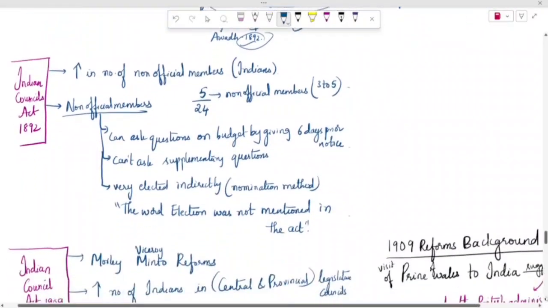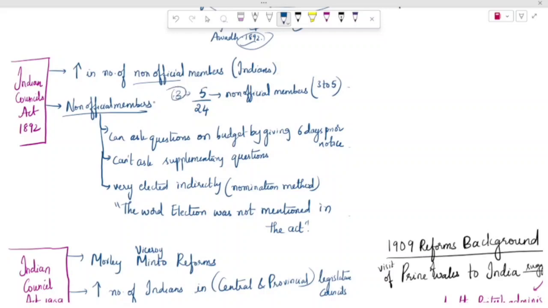Then the Indian Council Act of 1892. It increased non-official members, who were nothing but Indians in that council, from 3 to 5. Previously in the central council we used to have 3 non-official members, right? Now we'll have 5 non-official members, and these non-official members can ask questions on the budget. But to ask a question, prior notice must be given 6 days before, and they cannot ask supplementary questions.